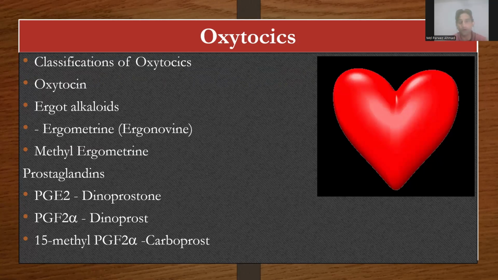Next category of the oxytocics is prostaglandins, like PGE2 derivative dinoprostone, PGF2 alpha like dinoprost, and 15-methyl PGF2 alpha, which is carboprost. These all are examples of uterine stimulants or oxytocics. But mainly nowadays, oxytocin and ergometrin are used for uterine stimulant purposes. Prostaglandin analogs or derivatives are also used for cervical ripening.